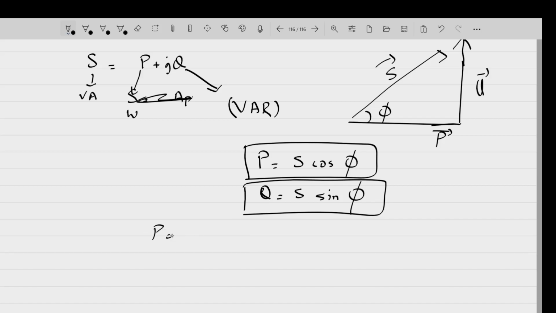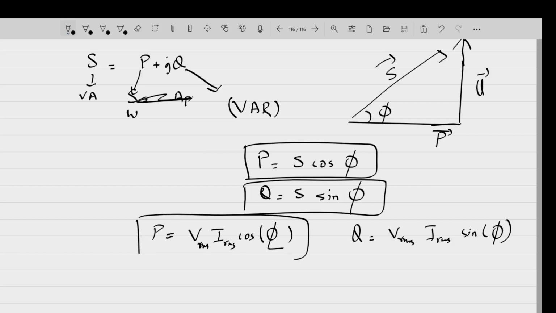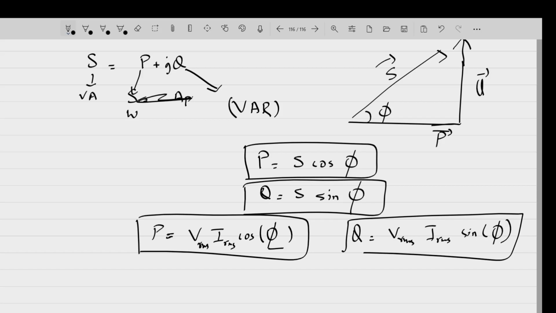Or you can also calculate real and reactive power from these two formulas: P is equal to VRMS IRMS cos phi, ये दोनों RMS values हैं, and Q is equal to VRMS IRMS sin phi. ठीक है, तो अगर आपको VRMS भी पता है सिस्टम का, IRMS भी पता है, phi भी पता है, you can calculate both real power as well as the reactive power in your system directly.